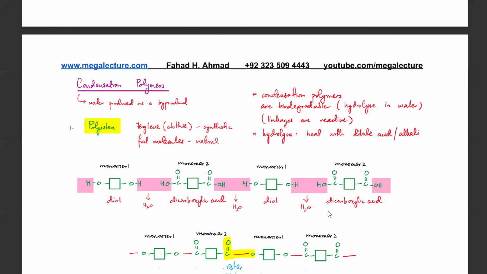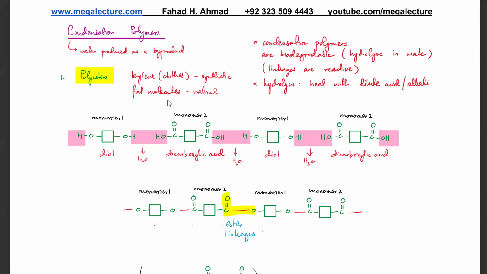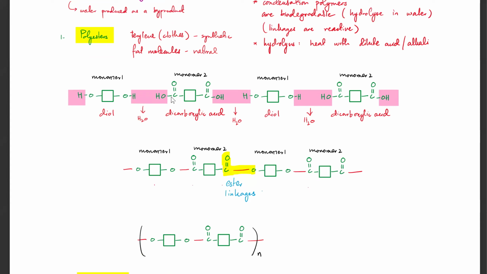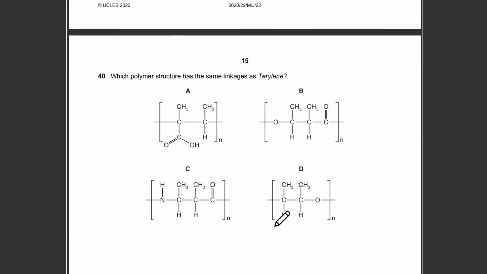Okay, so remember your condensation polymers. Polyesters, the example is terylene and fat molecules, right? They're formed from an alcohol and a carboxylic acid. They've got ester links, right? So which one out of these has ester links? That's this one, right? It's C=O and O. If you repeat it, it's going to be the same thing. So this one has ester links. So this is what terylene looks like.